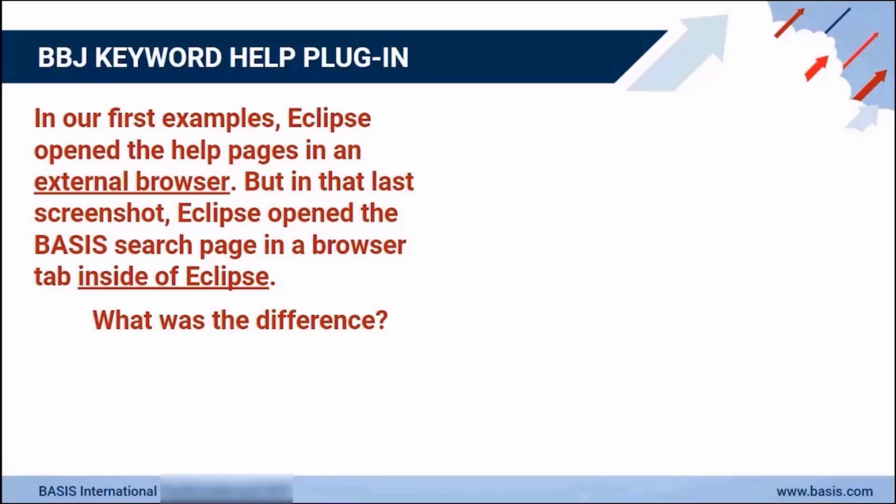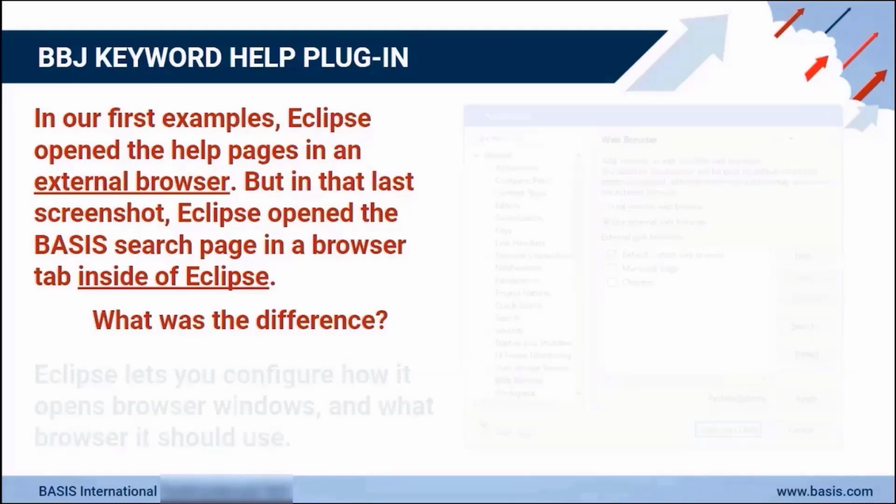Now, you may have noticed in our demos that in our first example, Eclipse opened the help pages in an external browser. But in that last screenshot, Eclipse opened the BASIS search page in a browser tab that was actually inside of Eclipse. You'll notice it showed up as just another tab in the editor area of the Eclipse IDE. So what was the difference? Well, it was an artificial difference, but let's look at it in detail.